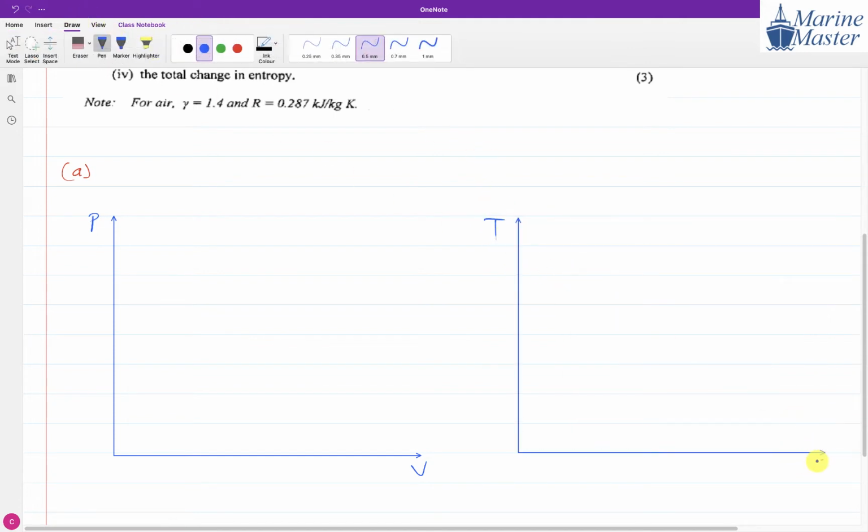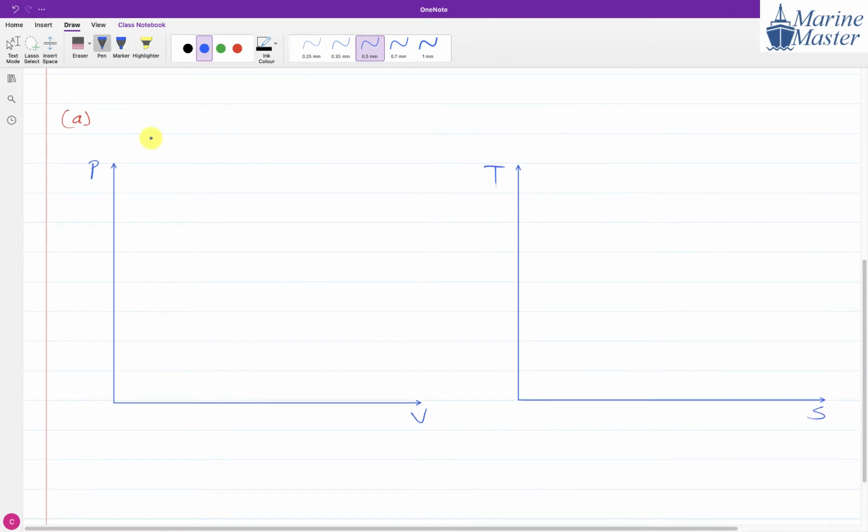So everyone, before going further, draw the axis of the PV and draw the axis of the TS. Please complete this discussion and leave some proper space. Please everyone, complete this one.